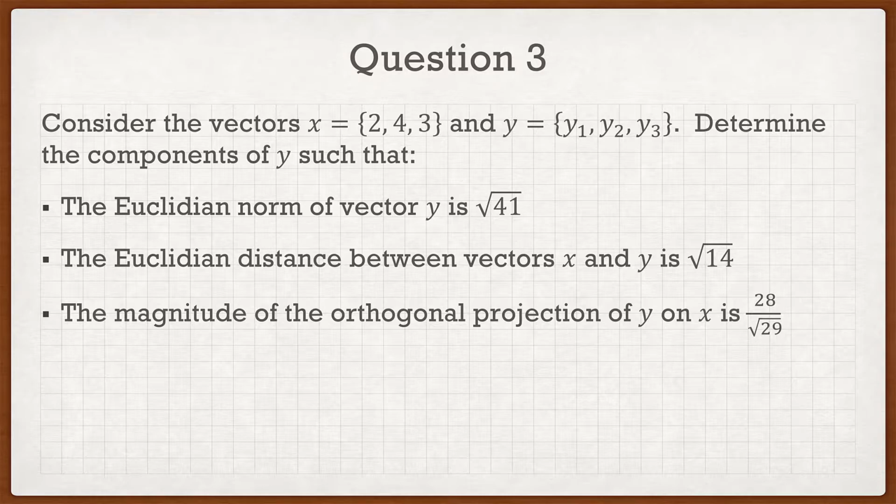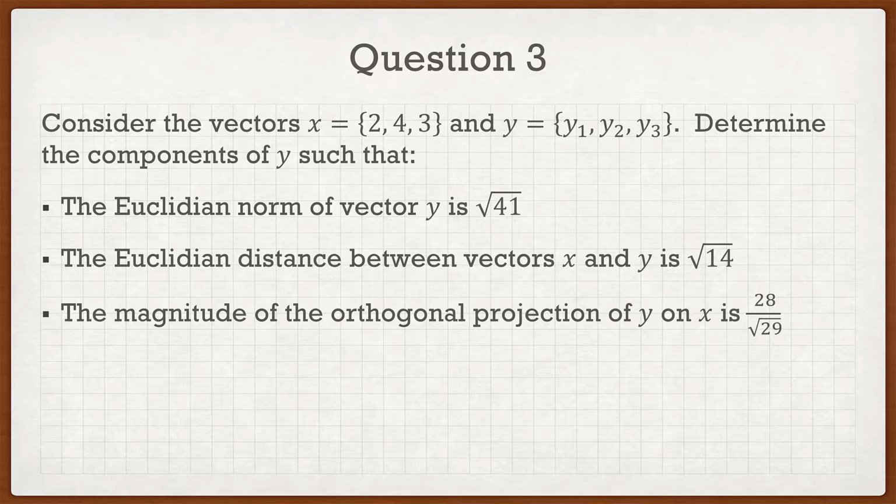So, the question itself, very simple, straightforward. It says, consider the vectors x, which is 2, 4, 3. So we have all the components of x, and y, which is y1, y2, and y3. So we know nothing about y. And it wants us to determine the components of y such that, and it gives us 3 different conditions.